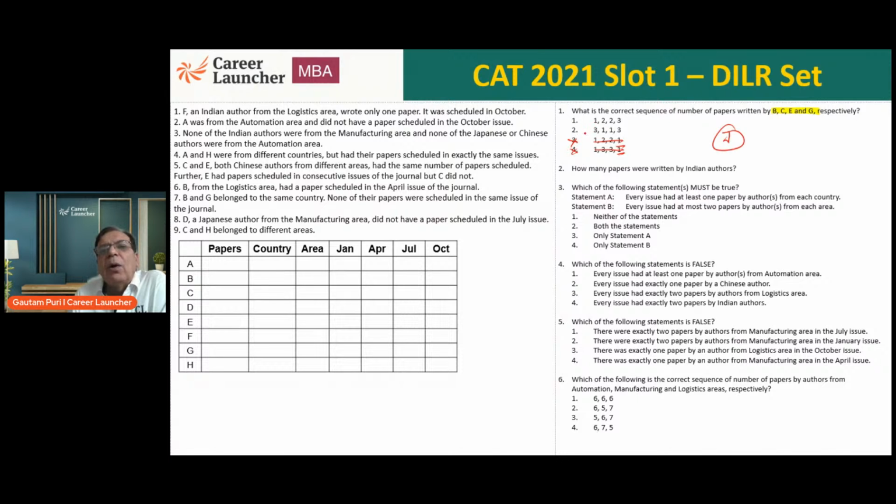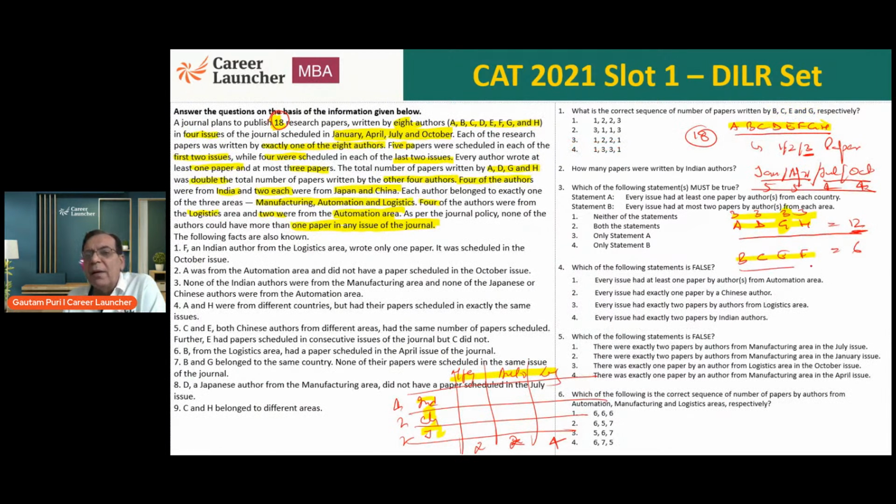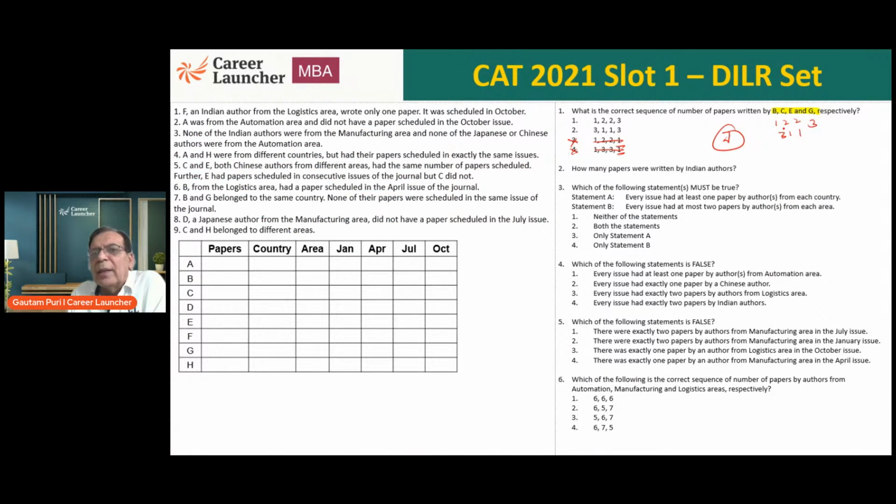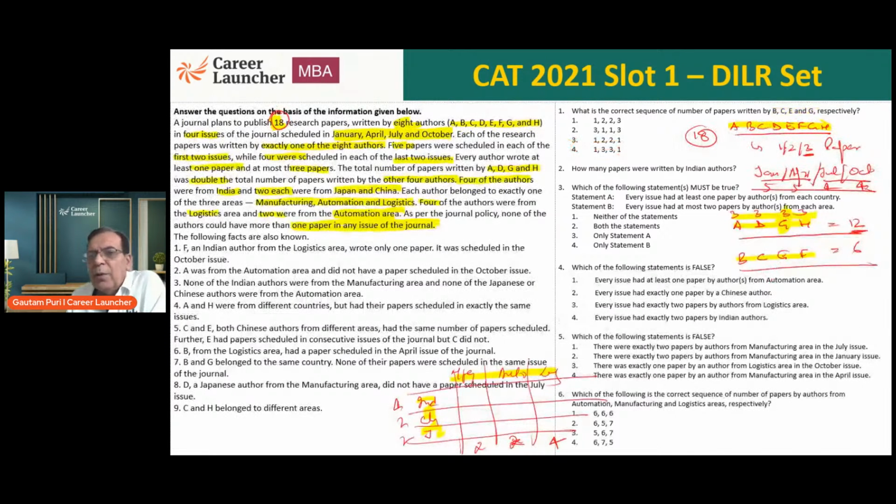That means the remaining also we can find out. So B, C, E, G, we know G is 3. B, C, E can either be 1, 2, 2 or 3, 1, 1. Now, do you remember the total number of papers written by BCEF? It is 6. If BCEF is 6, we can see in this question 2 choices gone. For the remaining 2 choices, BCE is 5. That means F should be 1.